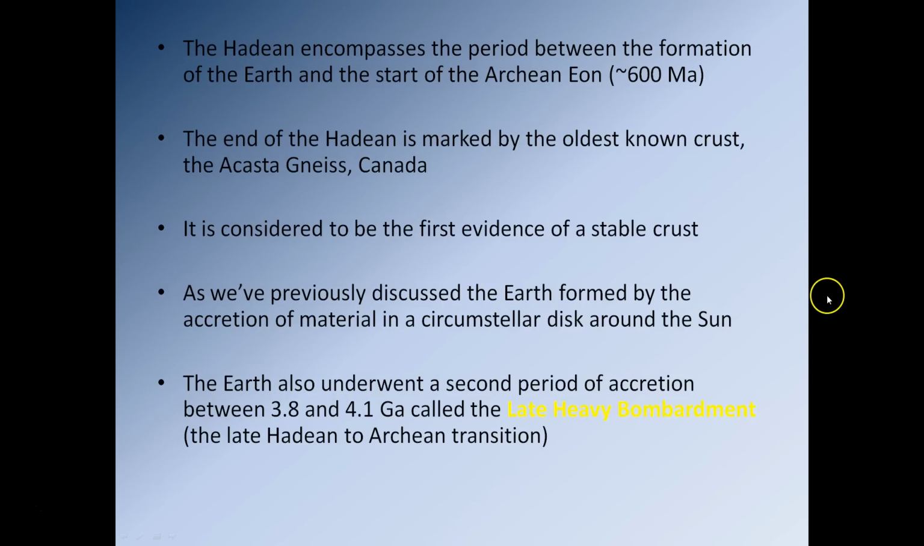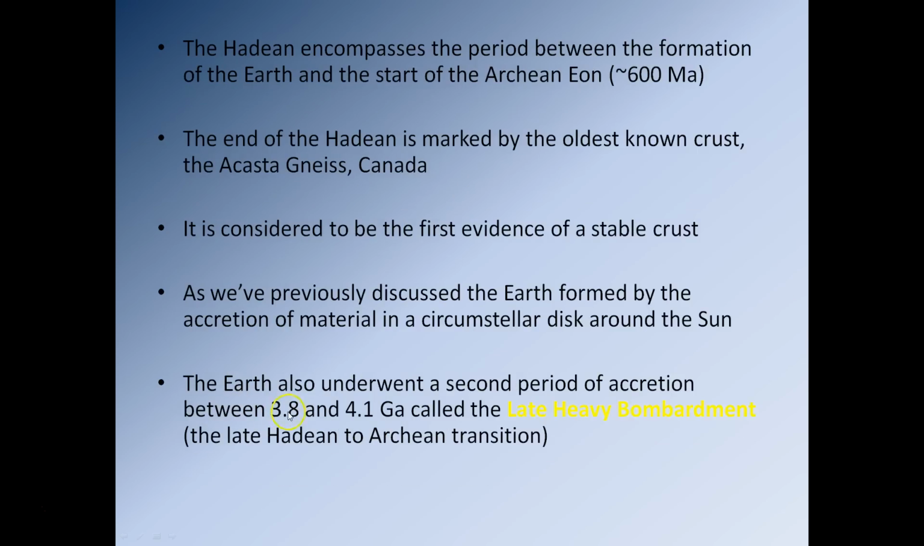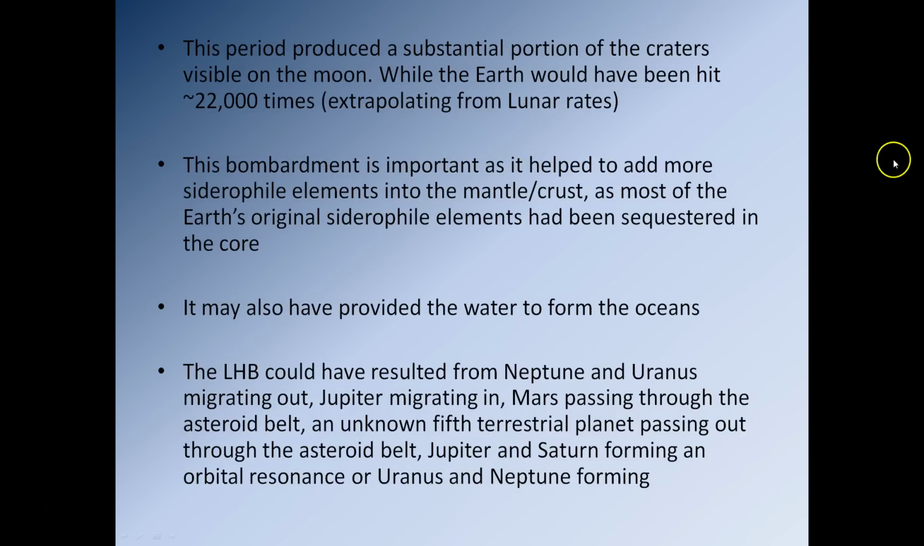This is a period where the Earth was bombarded with meteorites and comets. This period produced a substantial portion of the craters that are visible on the Moon. If we extrapolate based on the size of the Moon and the number of craters on the Moon, it suggests that the Earth would have been hit approximately 22,000 times during this period between 3.8 and 4.1 billion years. So, this approximately 300 million year range.